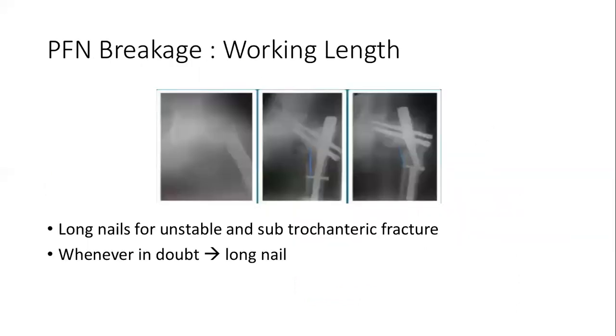Now, breakage is something that is frequently related to the length of the nail used. And there are controversies in regard to the optimal length of the nail. Some say at least 4 centimeters of subtrochanteric region is required. Some say about 2 centimeters is required. But in general, the message is whenever a surgeon is in doubt, a relatively longer proximal femoral nail should be used rather than going for the shorter one.